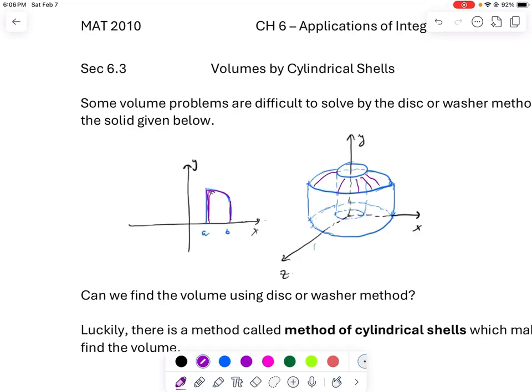So washers may be helpful, but if you look at the structure of the solid, you might have to do two separate integrals, because the portion below this edge, or below this circle, is different from the one above. So probably the washer method is not a good idea. So then what do we do?